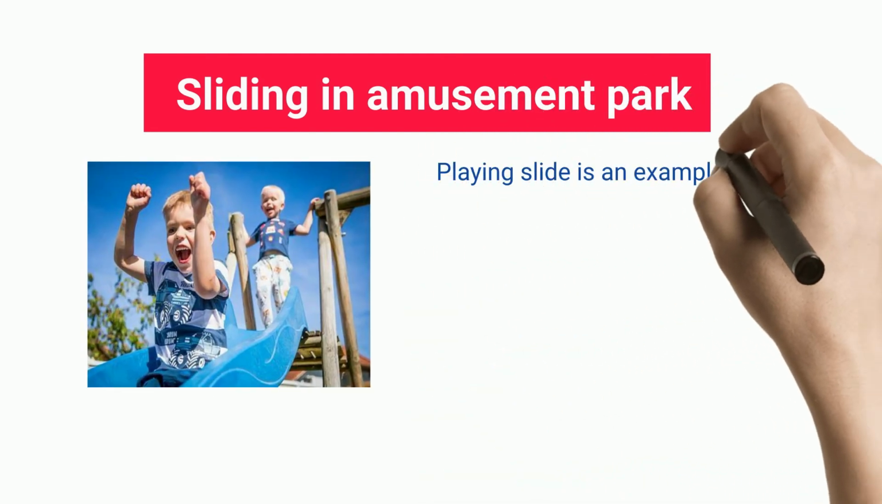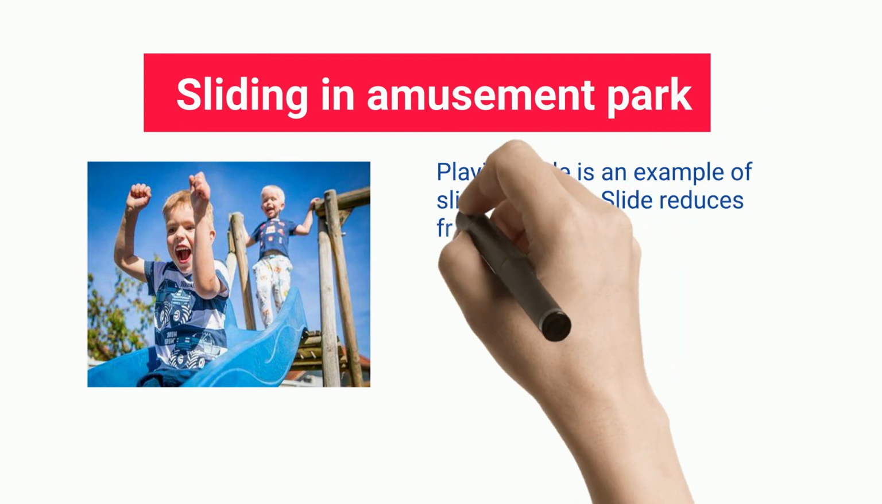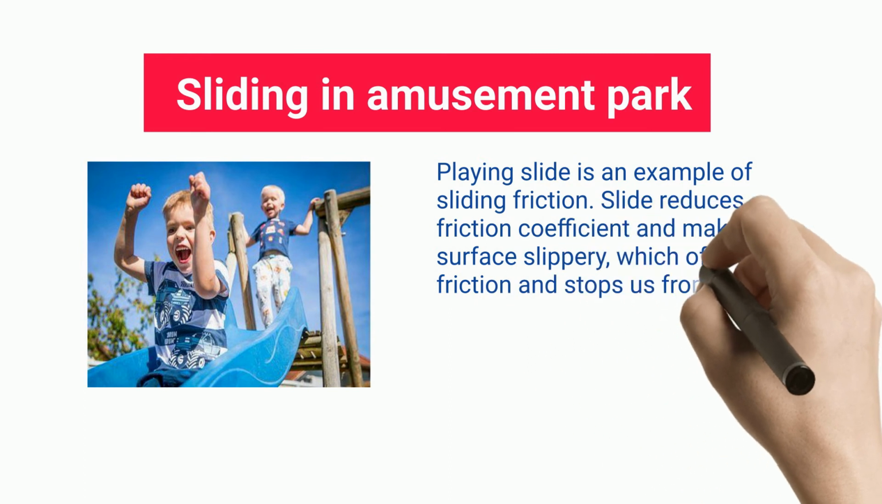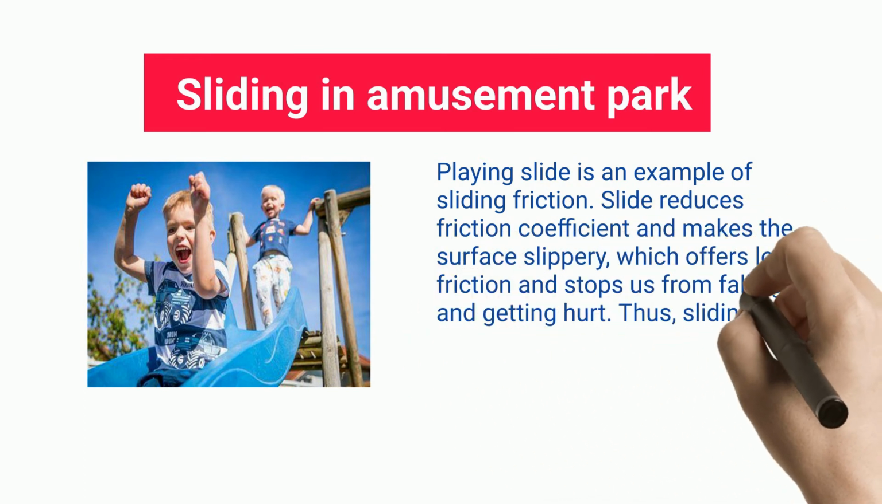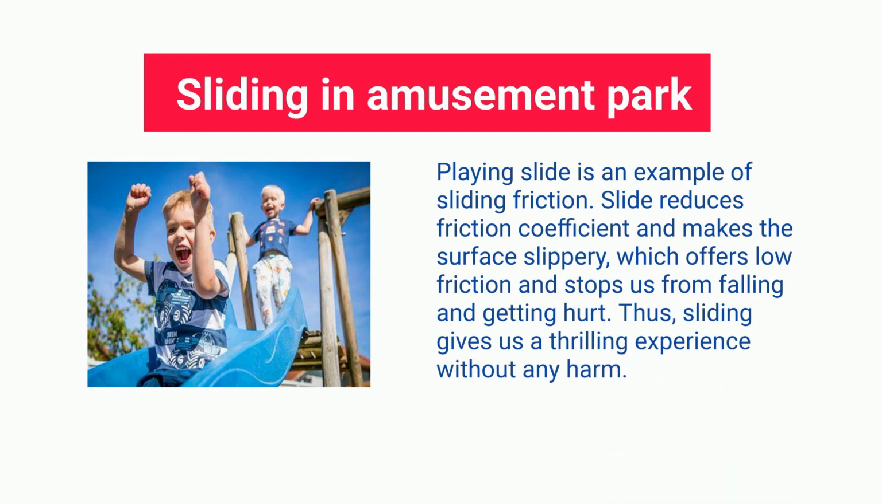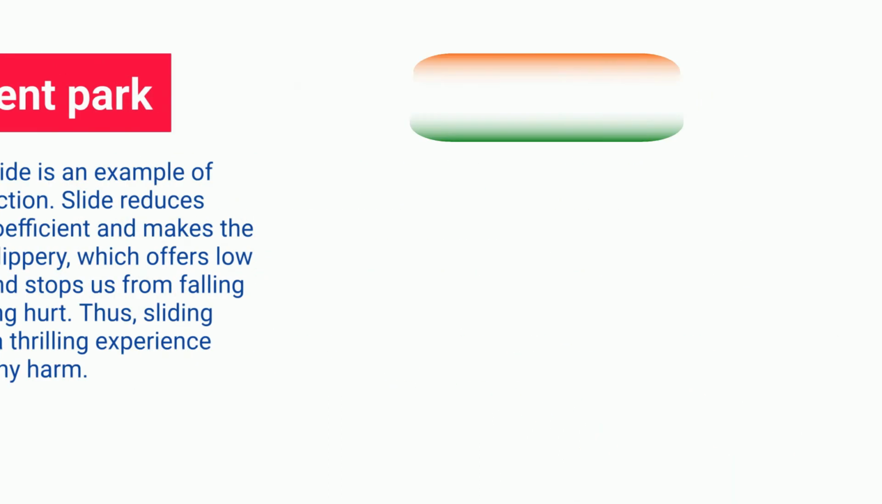Playing on a slide is an example of sliding friction. A slide reduces the friction coefficient and makes the surface slippery, which offers low friction and stops us from falling and getting hurt. Thus, sliding gives us a thrilling experience without any harm. Sled sliding.